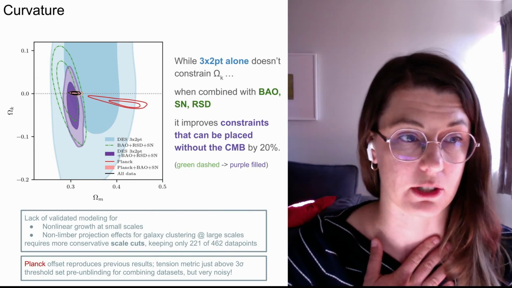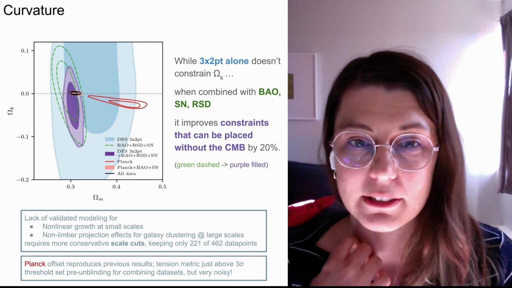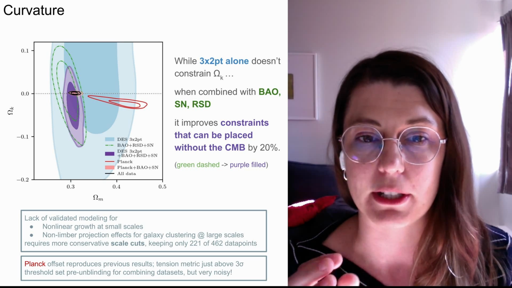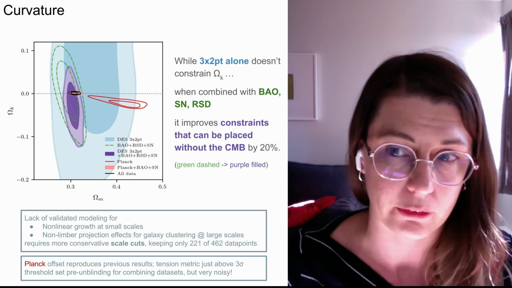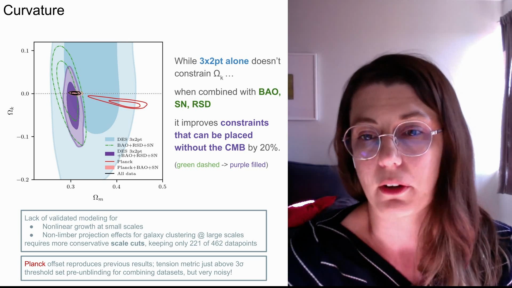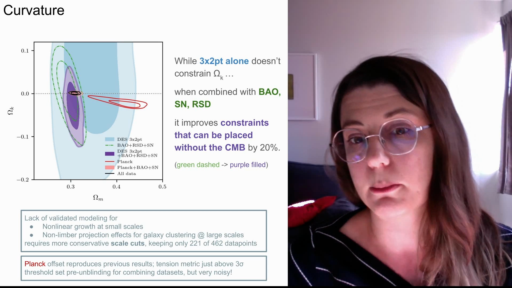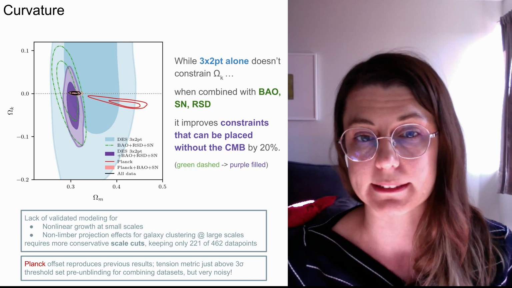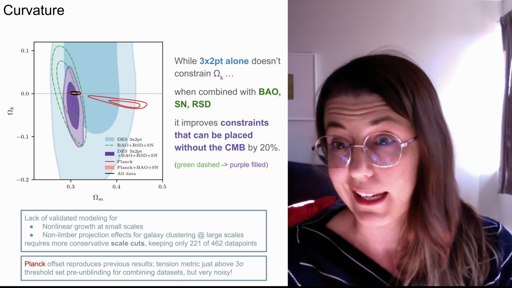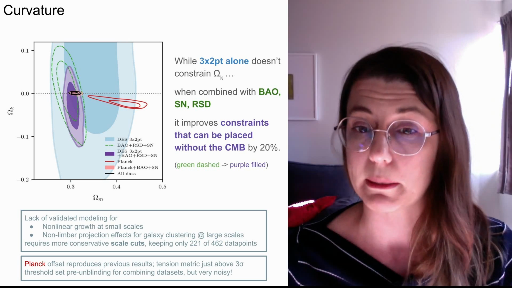We also looked at curvature. So again, the color scheme is going to be consistent through all of these plots. The main thing to note here is that the blue DES 3x2 point, so galaxy clustering and weak lensing constraints, don't on their own constrain omega k very well. But if you combine those measurements with the other low redshift BAO, supernova, RSD measurements, they can tighten the constraint you can get on omega k without including any CMB information at all by about 20%.